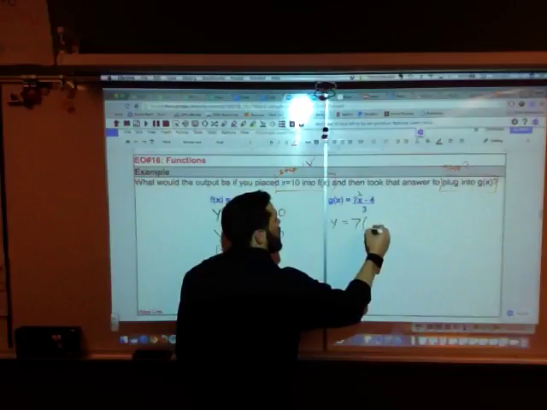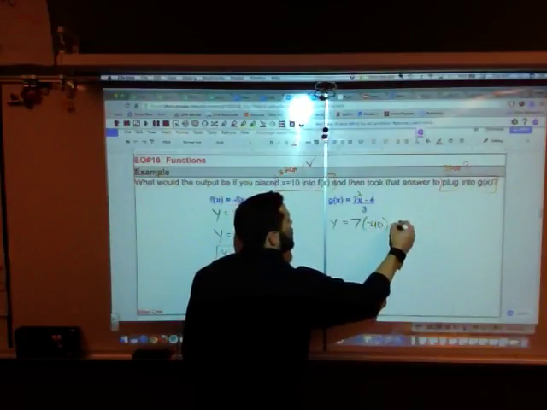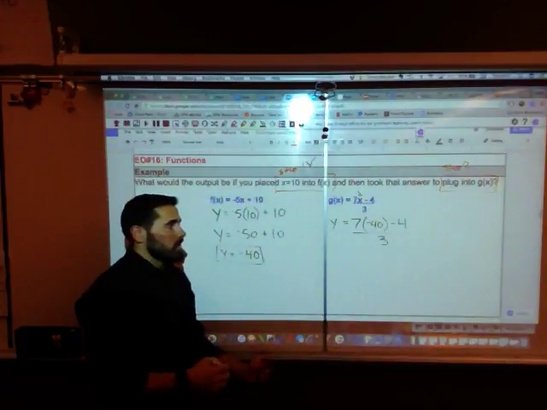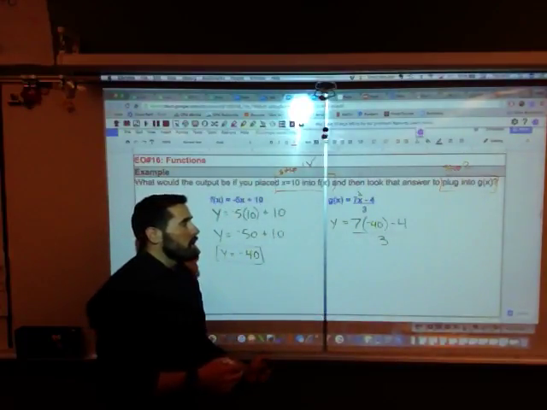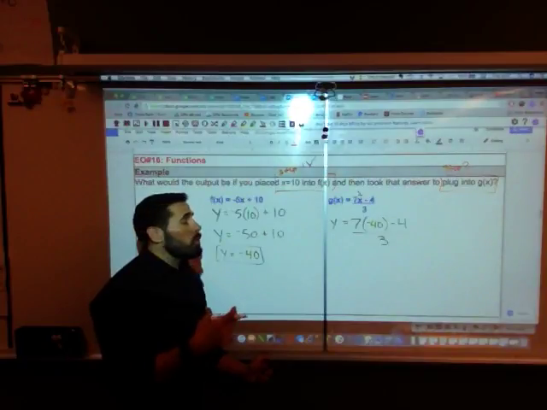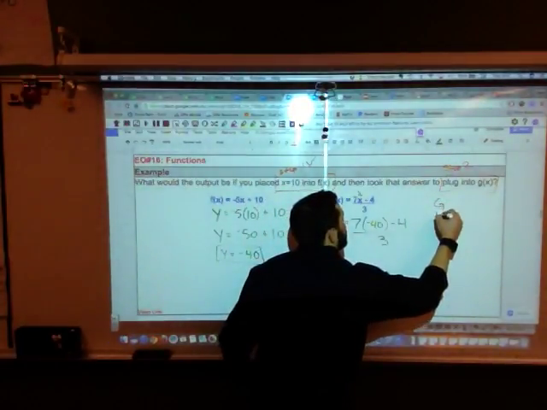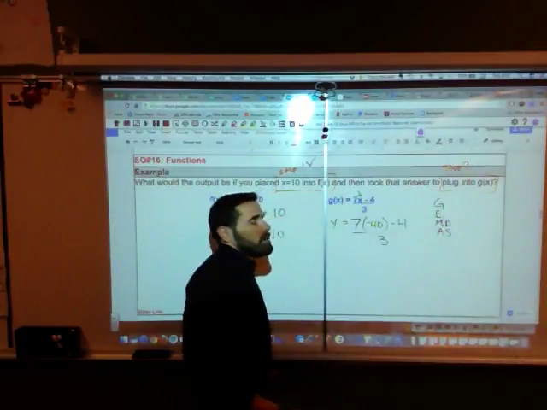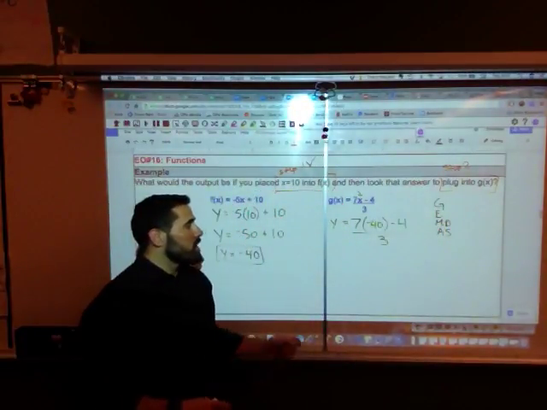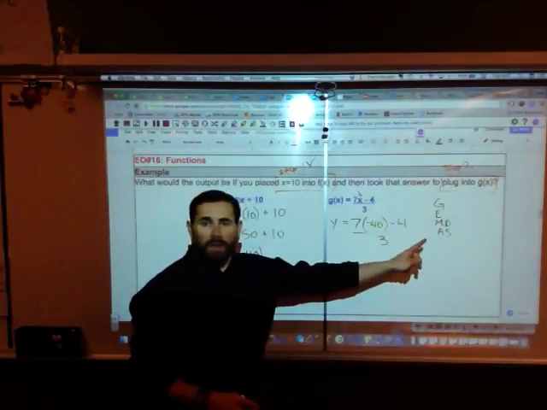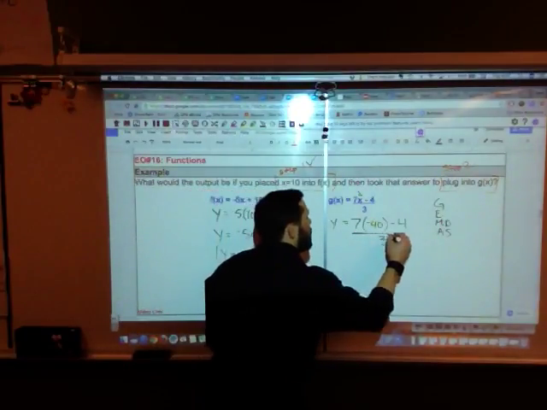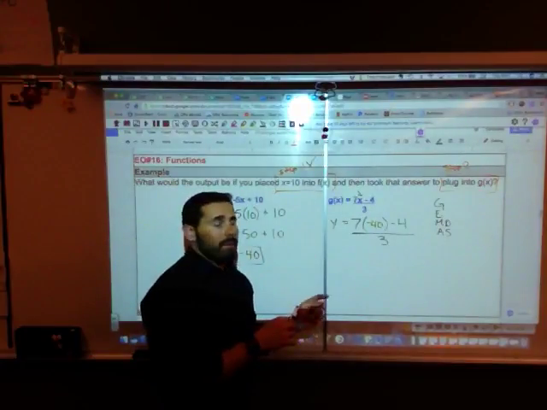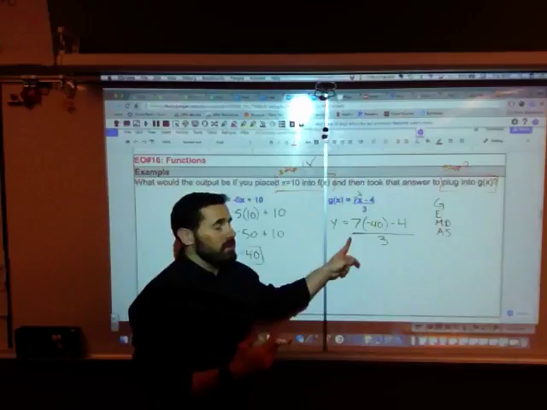So 7 times negative 40 minus 4 divided by 3. May or may not need a calculator on this one, but GEMDAS still. I'm still doing order of operation. Again, I like to call it GEMDAS. Because it doesn't always have to be parentheses, it can be grouping symbols. And in fact, a fraction bar is a grouping symbol. I must simplify that numerator before I ever think about dividing by that 3. Remember, fraction bar is also division sign.